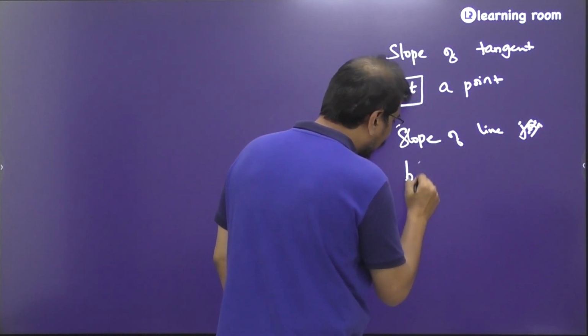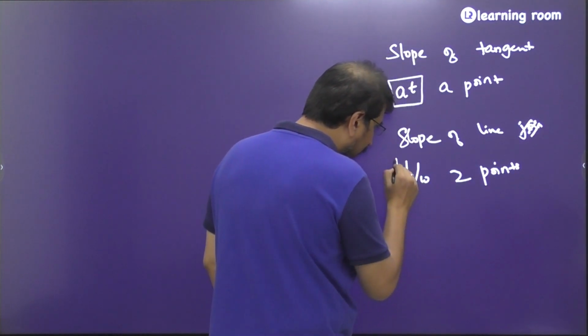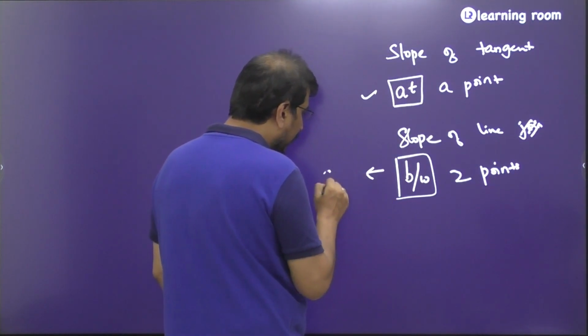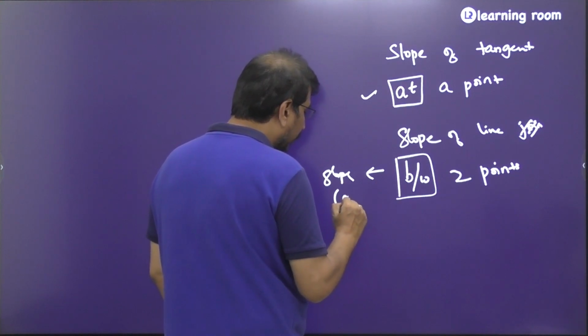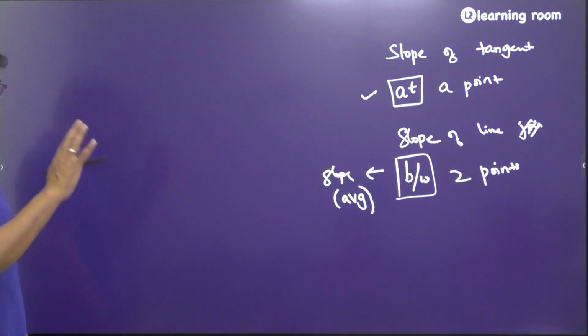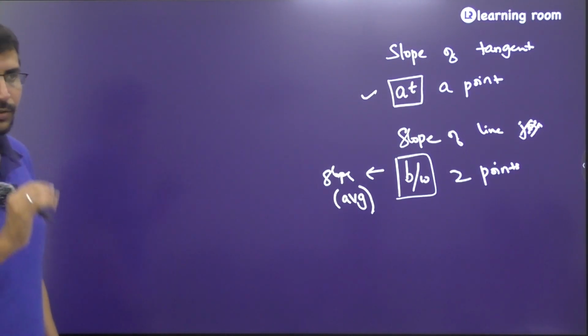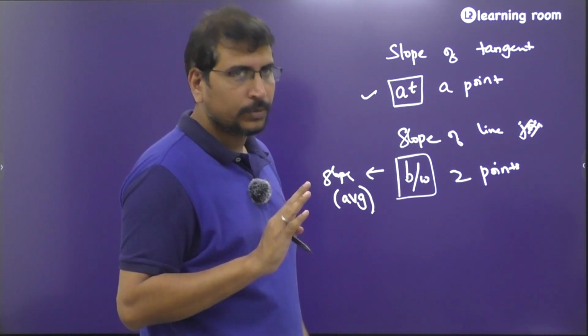Slope of the line between 2 points. If you see the word between, you will directly find the slope, which is going to give you the average value. This is what you need to do. So now you understood when to use the slope formula and when to use the differentiation formula, right? Wherever you are asked to calculate an average value, you will use slope.